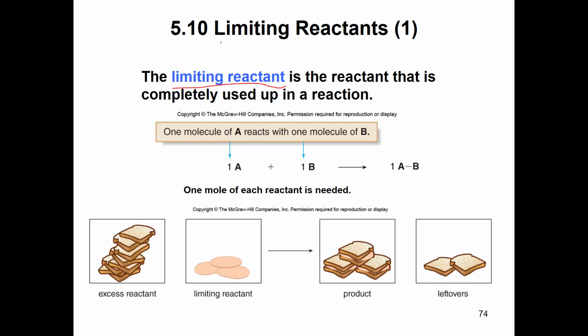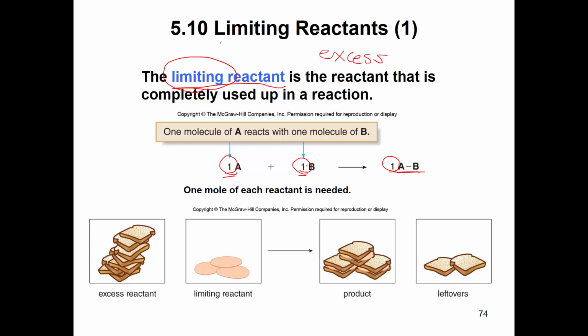So if I have a limited amount of one thing, I'm going to have what's called an excess of something else in my reactants. In this equation, I need 1 mole or molecule of A added to 1 molecule of B to make 1 mole of compound AB. So I need 1 of each of these reactants. But I don't always have exactly 1 and 1, as we've seen in our other calculations.